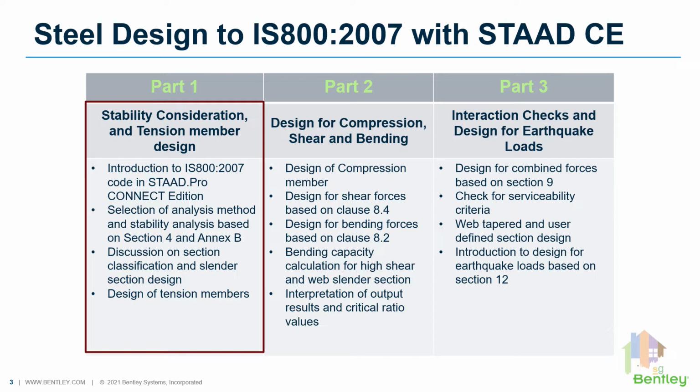Standard design sections, primary, combination and load envelope cases required for design, selection of analysis method based on section 4 and annex B. I have also discussed stability analysis, consideration of global imperfection and section classification, including the recent change in NBC 2016 code. Finally, I have covered slenderness check along with tension member design.